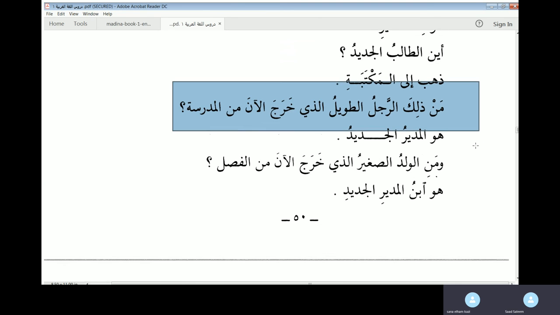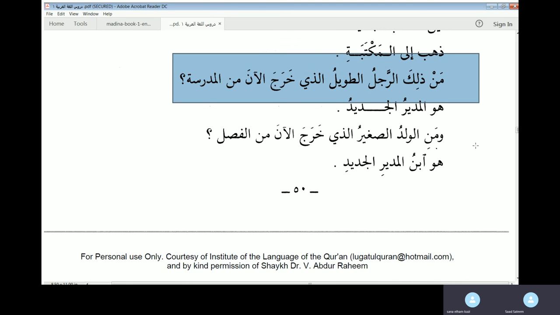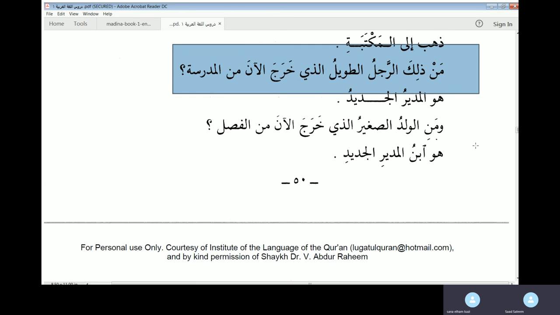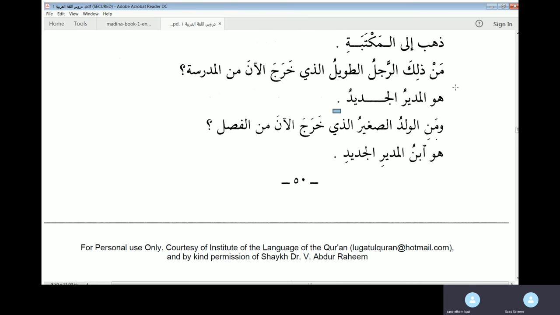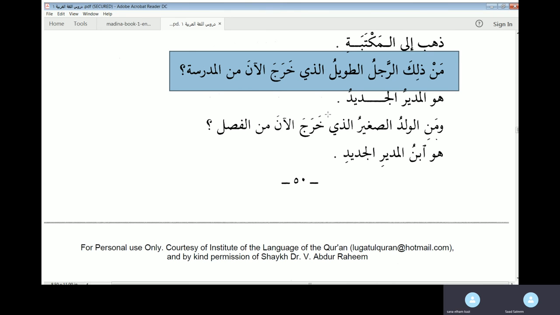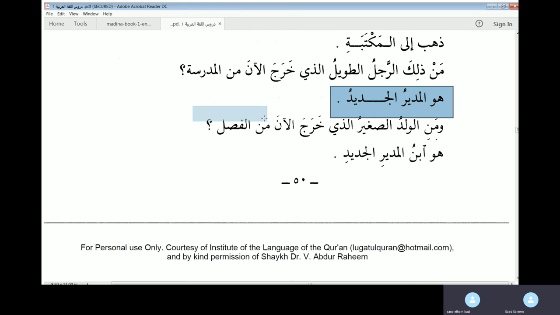Man zalika rajulu tawilu. Or you can say, man zalika rajulu tawilu alladhi kharaja al-ana min al-madrasati. Who came out now from the school? من ذلك الرجل طويل. Who is that tall man who came out from the school now? Okay. هو المدير الجديد. He is the new headmaster.